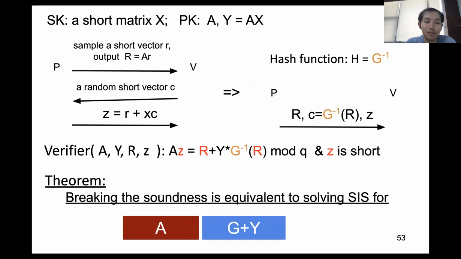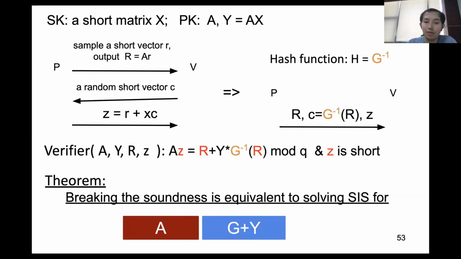this is our main theorem: if we take G inverse as the hash function for Vadim's signature, then breaking the soundness means you can find Z and R, means you can find G and C, such that Z and C, if you put them together, become a short integer solution to A and G plus Y.